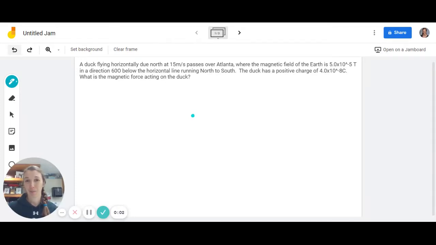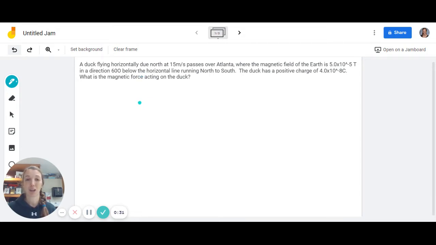Hey, we're going to do some example problems for magnetism. So let's say that we have a duck flying horizontally due north at 15 meters per second and it passes over Atlanta. At Atlanta, the magnetic field of the Earth is 5 times 10 to the negative fifth Tesla and directed, that's supposed to say 60 degrees, but it took away my exponent there, at a direction of 60 degrees below the horizontal line running from north to south.